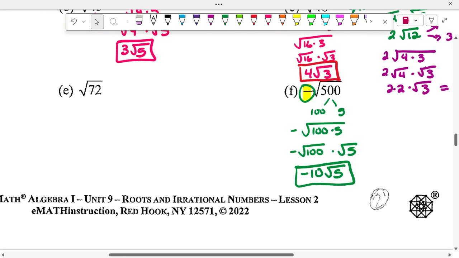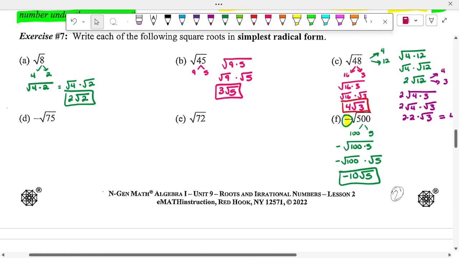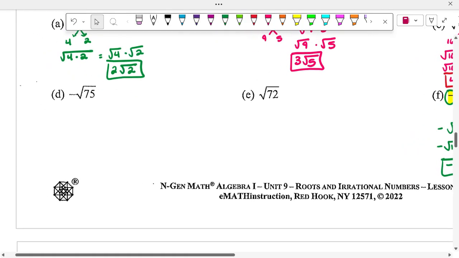Okay, there should be a new Delta Math, and the notes should be posted by the end of class. All right, so try D and E on your own.